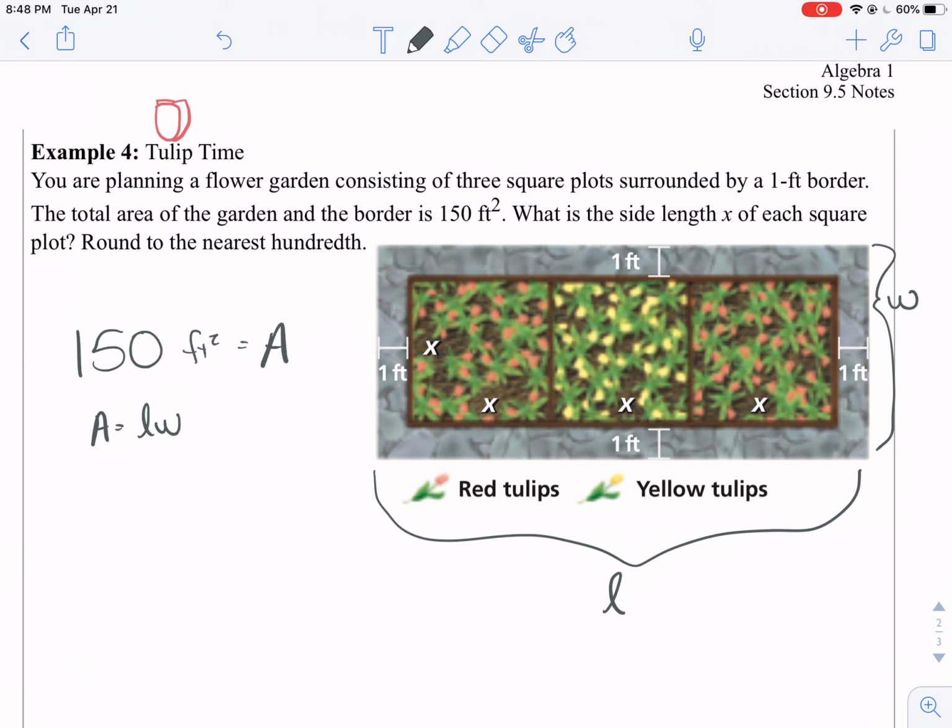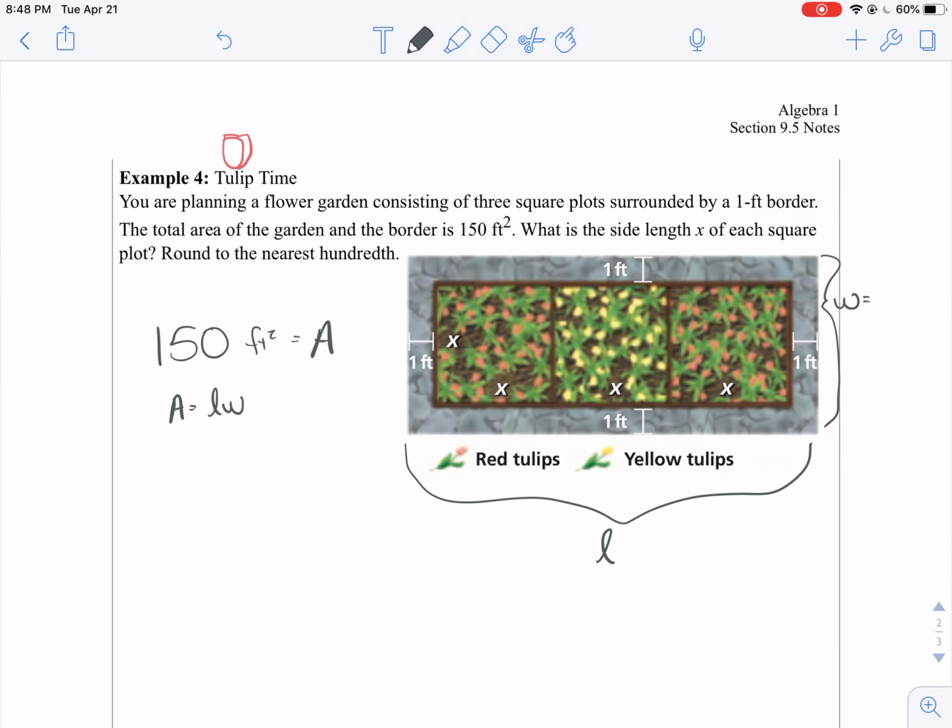So let's look at what our width is. Our width has a foot on top, a foot on bottom, and x. So that means our width is x plus 1 plus 1, which is x plus 2. And what do we know about our length? We know our length has a foot on this side, a foot on that side. That's 2 plus 3x. So we have 3x plus 2.